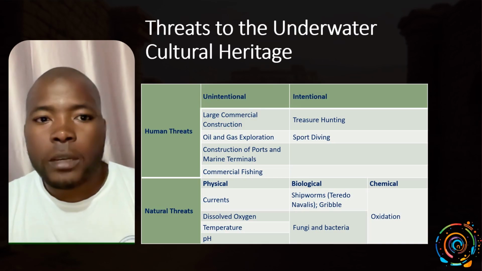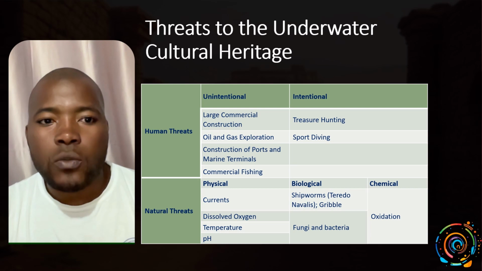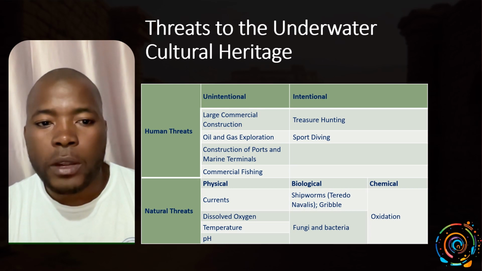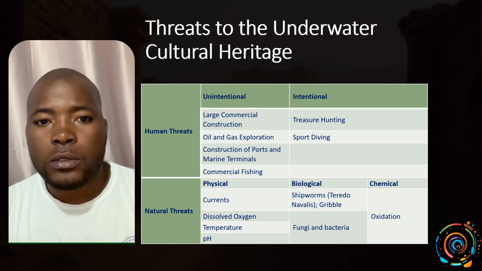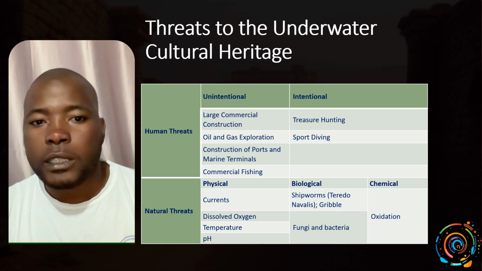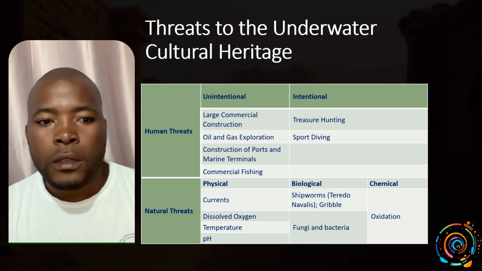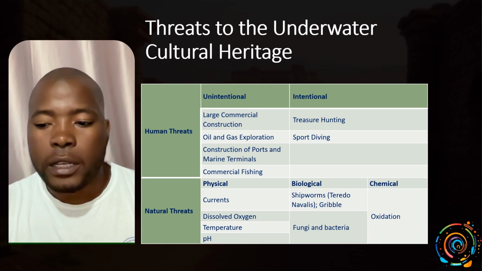So if we look in terms of threats to this UCH, we find here that there are two main kinds of threats, the human threats and the natural threats. And from the table here, we can identify for the human threats, the large commercial constructions, the oil gas exploitation, the construction of ports and marine terminals, commercial fishing, and also what is considered intentional threats like the treasure hunting and sport diving. Looking to the natural threats, we have the physical, biological, and chemical threats that I'll be speaking more in details in the next slides.